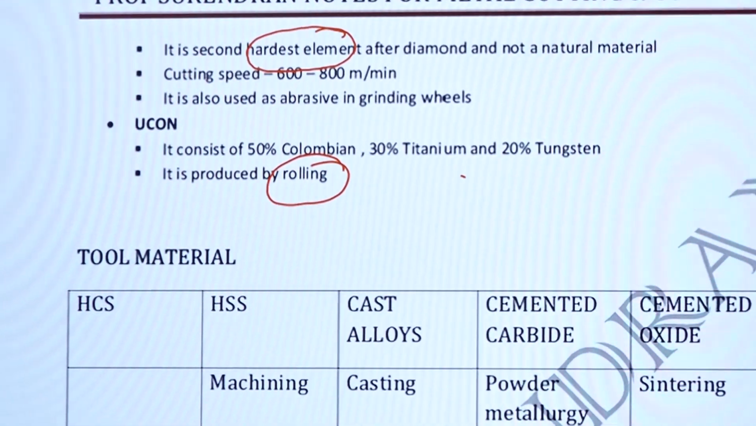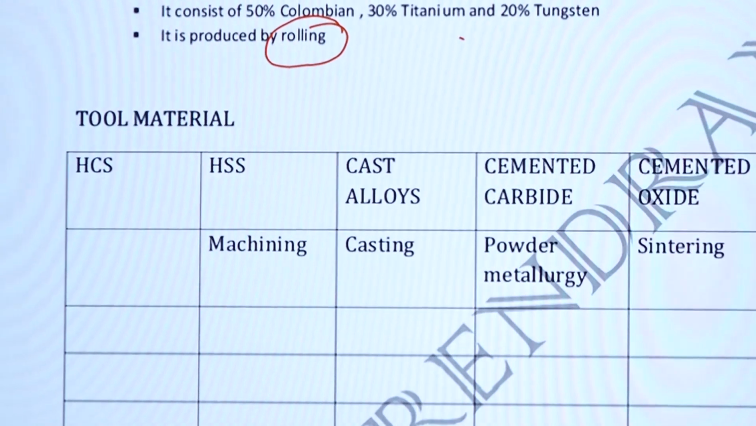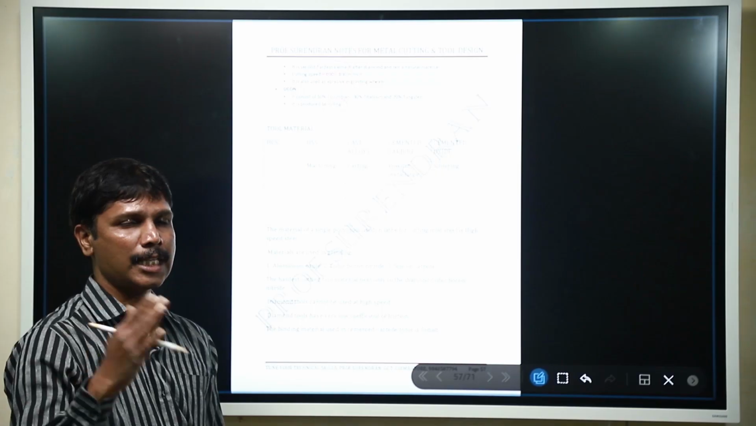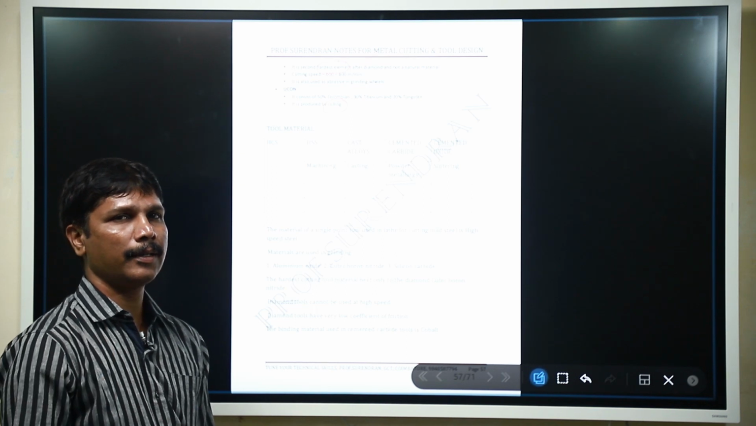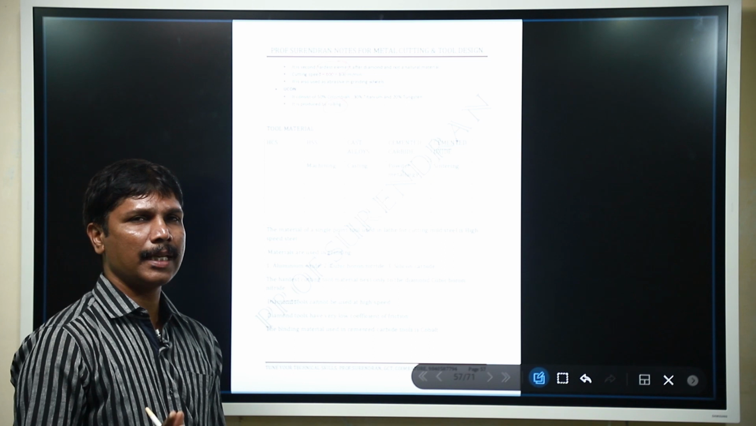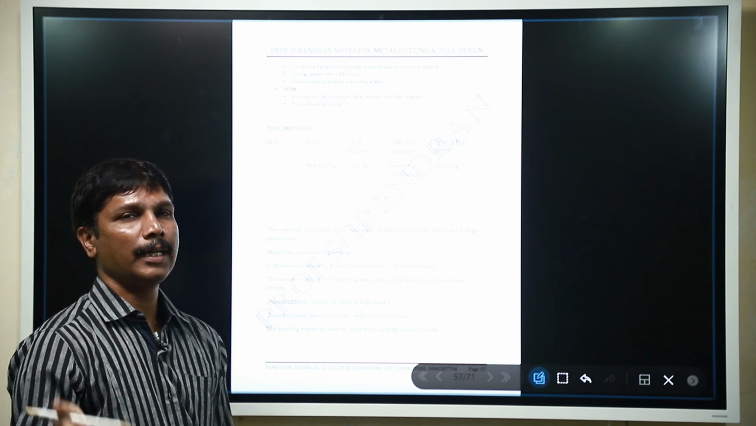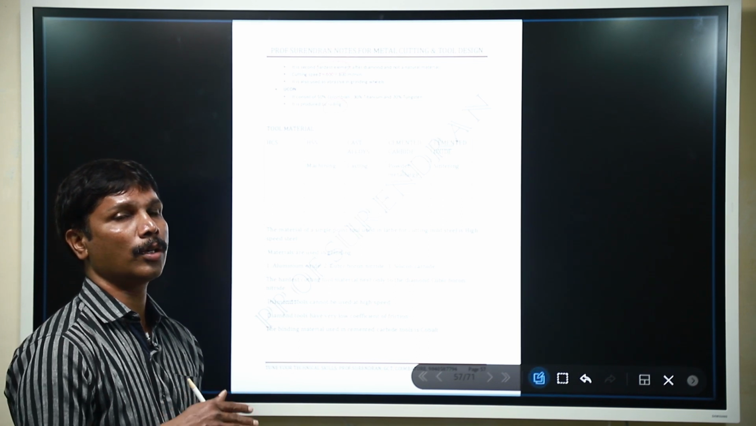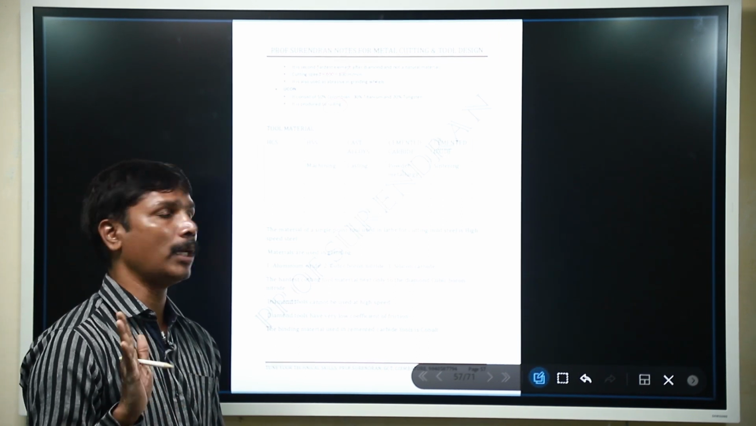So these are the important points we should remember for the tool material. We have high carbon steel, and then high speed steel, stellite, cemented carbide, ceramics or cemented oxide, next is diamond, next cubic boron nitride, next Yukon. This Yukon is produced by rolling method.